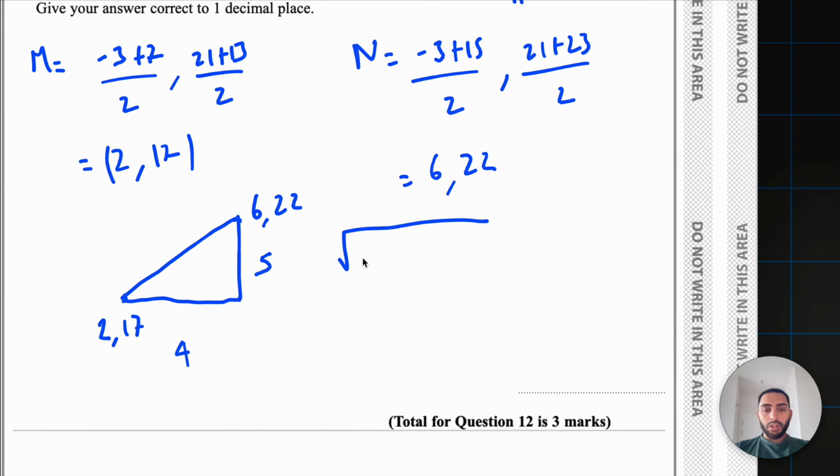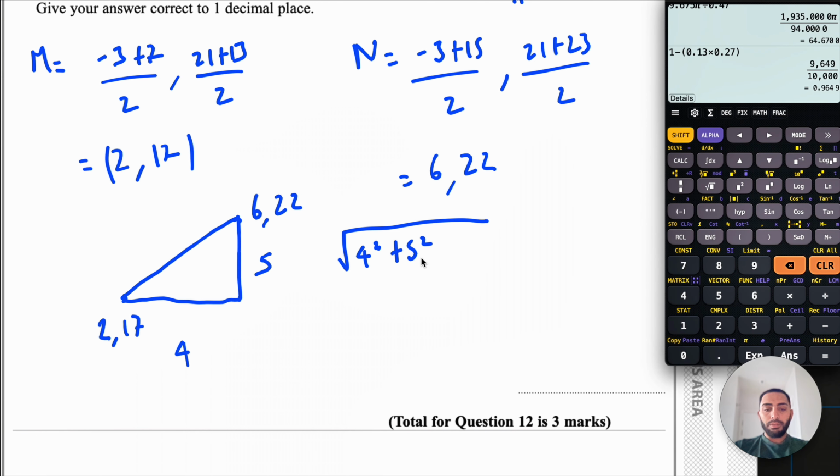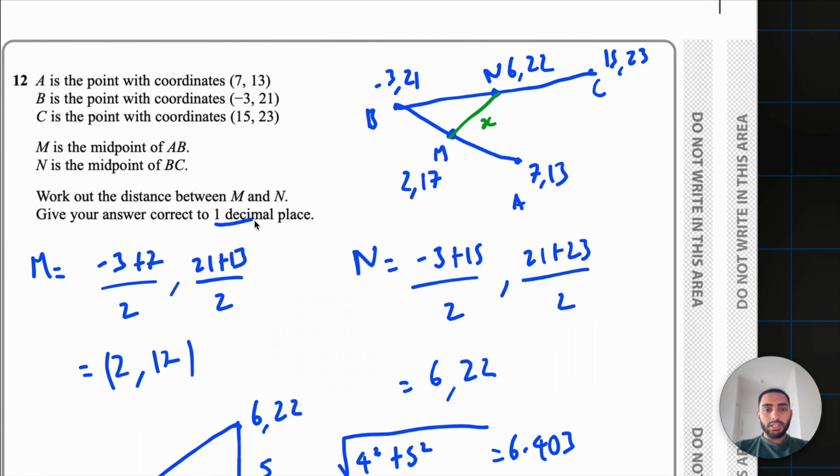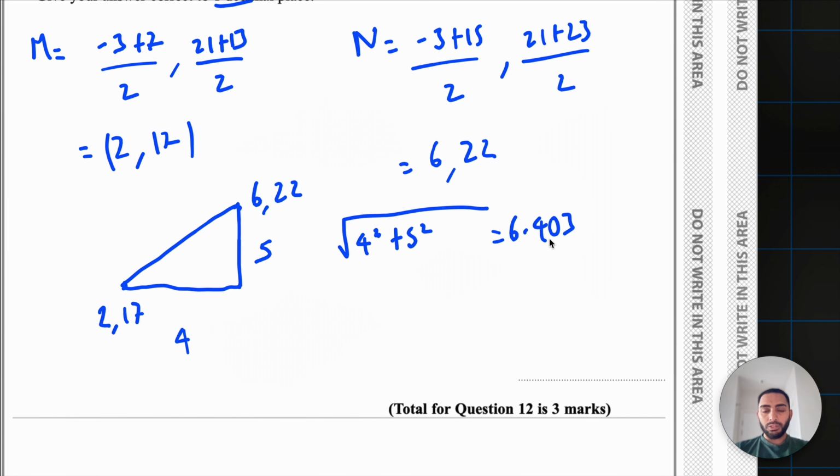So I'm going to square root 4 squared, add 5 squared. So 16 add 25, which is 41. So square root of 41, which is 6.403. We want it to one decimal place. So one decimal place is over here. It's just going to stay the same at 6.4.